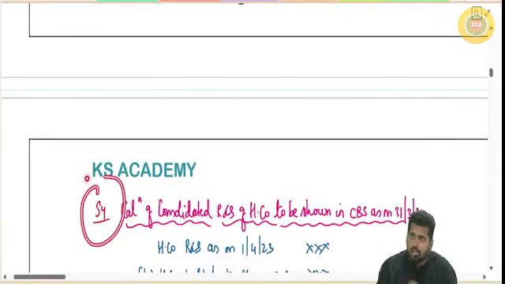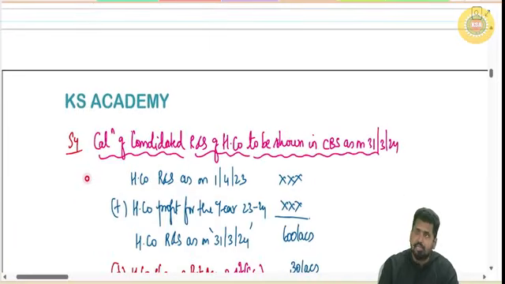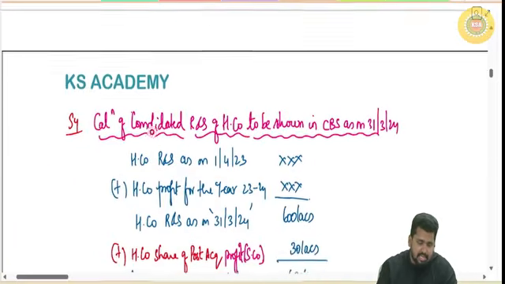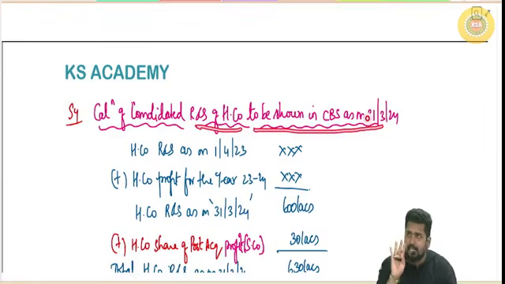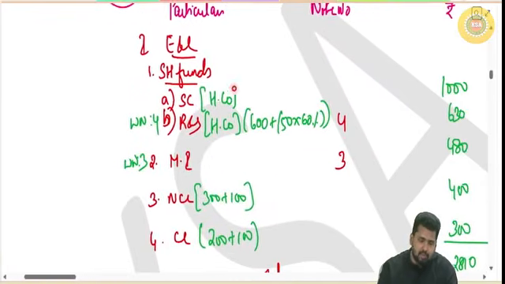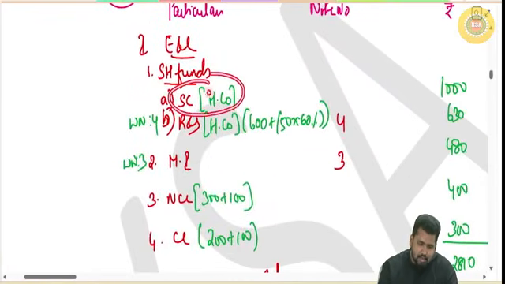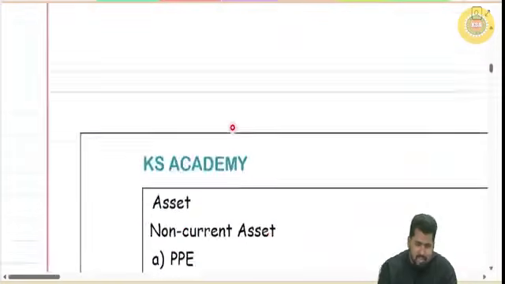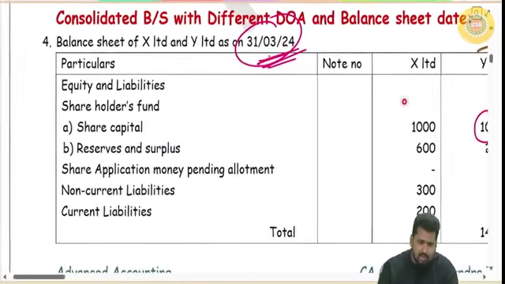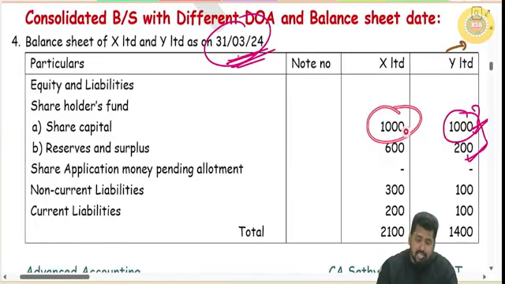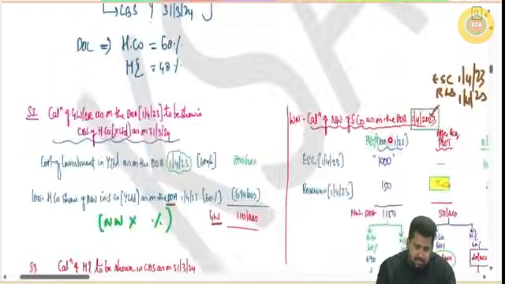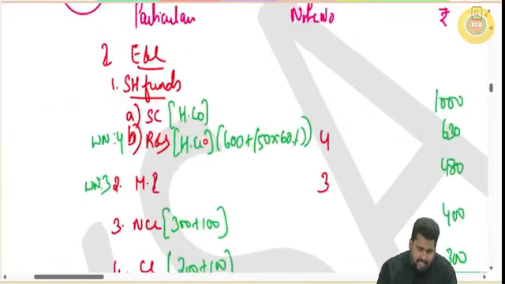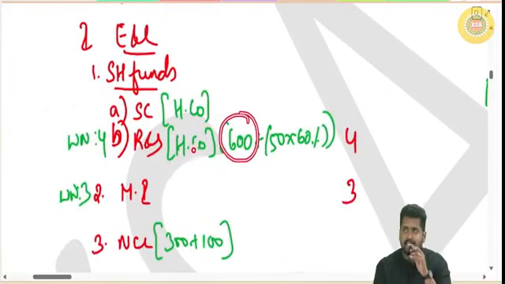Step number 4. The calculation we are going to write is the calculation of consolidated reserves and surplus of the holding company to be shown in the consolidated balance sheet. Listen, first I'll explain the balance sheet, then I'll come to you. Actually, in the balance sheet, shareholder fund, share capital of which company only will show? Share capital of our company, the holding company alone, will show. How much? 1000. Reserves and surplus also will show only how much? 600. Correct? But for the first time, we are not going to show 600 alone.